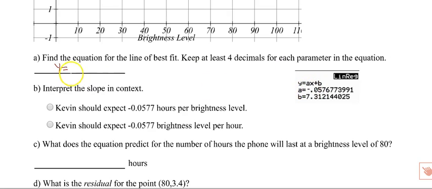And notice that it's negative 0.0577, that's 4 decimals, x plus 7.3121. So that's my equation for the line of best fit that the calculator gave me, because I have the slope, this is the slope, and this is the y-intercept.